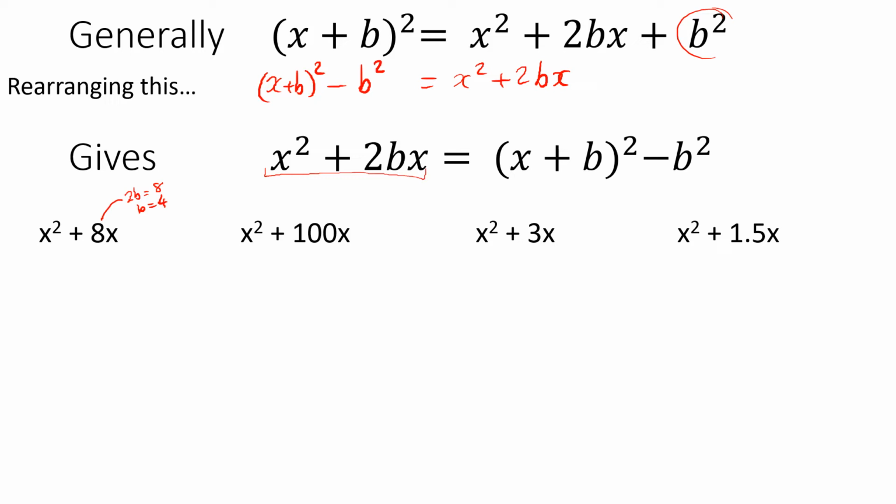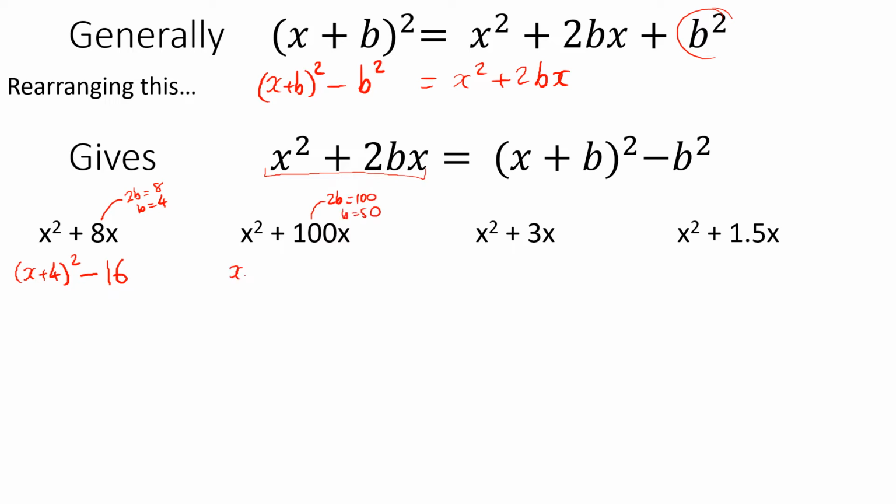And we're going to say that this is therefore x plus 4 all squared, because you can see in the bracket it's just b squared. Take away b squared, so take away 16, take away 4 squared. And that's it. What about for the second one? Okay, so our 2b is 100, so our b is 50.